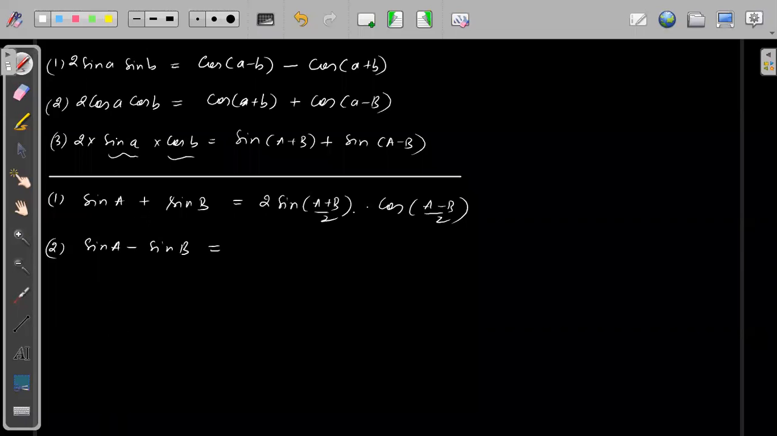Yes, very good. So sin A minus sin B will be 2 sin of (A minus B) by 2 into cos of (A plus B) by 2. Very good. Excellent. Third, now it is coming back, right? Very good. Cos A plus cos B. Tell me what this is. What is cos A plus cos B?